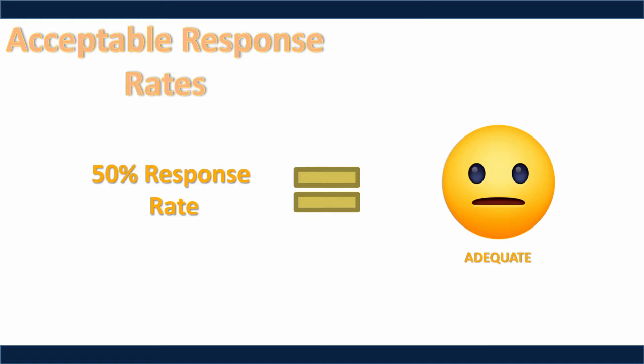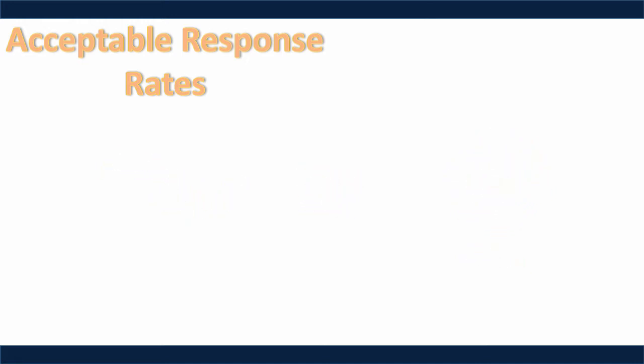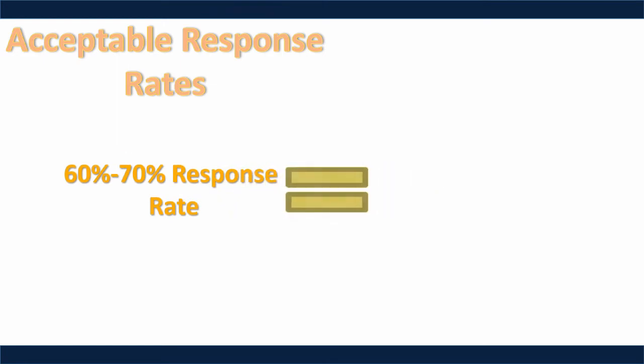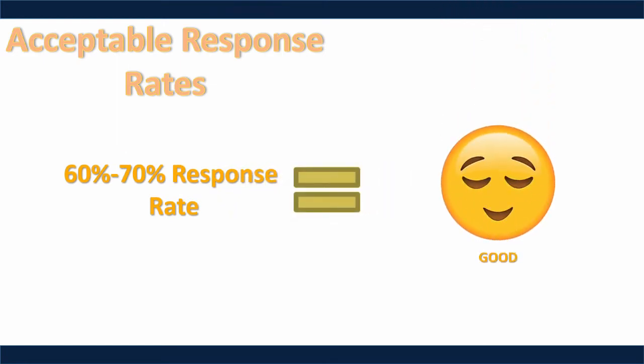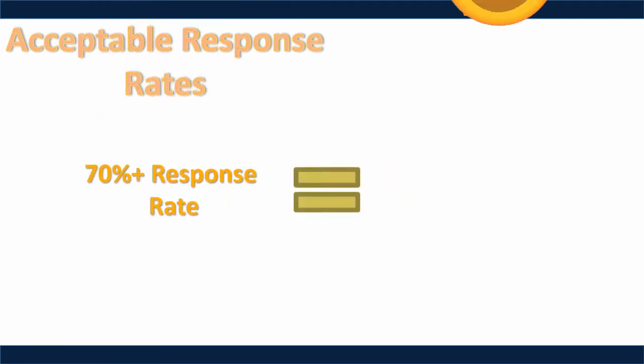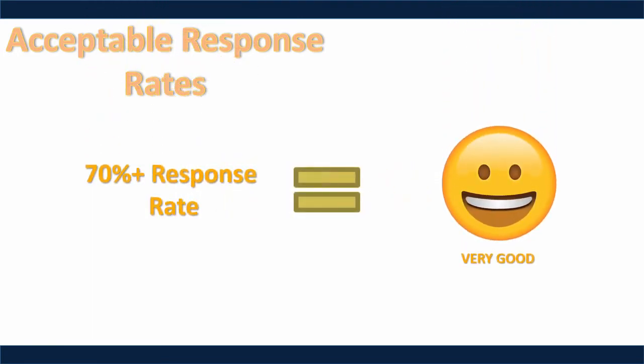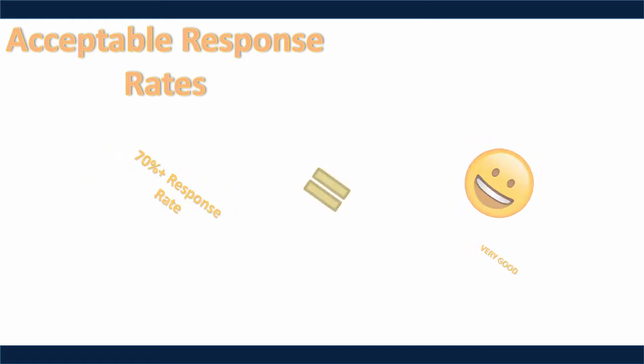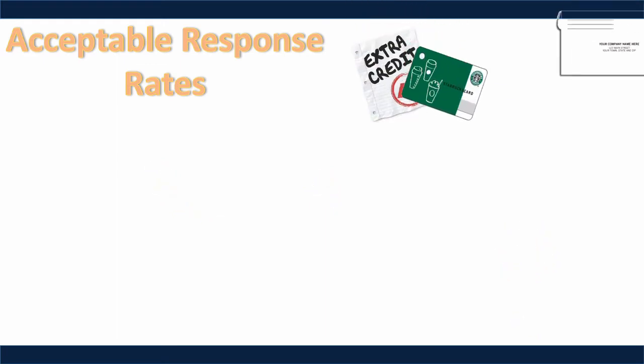A response rate of about 60 to 70% is considered to be good. And a response rate of over 70% is considered to be very good. It's best to aim for a very good response rate, but sometimes it's out of your control. You can of course do things to increase your response rates, like incentivize participants with extra credit or gift cards, or including a self-addressed stamped envelope with your questionnaire if you're doing a mail survey.